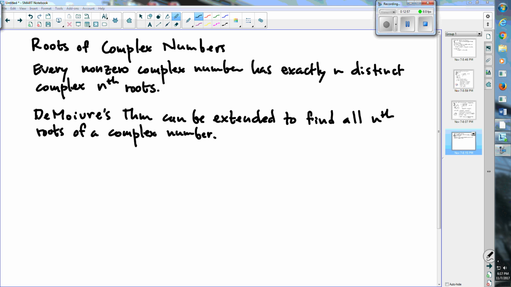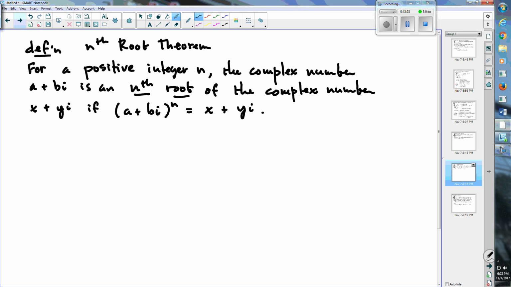Now, what we're going to do next is think about the roots, or experiment with the roots of complex numbers. We know that every non-zero complex number has exactly n distinct complex nth roots. And DeMoivre's theorem can be extended to find all nth roots of a complex number. Okay, next we'll look at a definition of nth roots, and then the nth root theorem, and then apply this and try some examples. So here we have the definition.